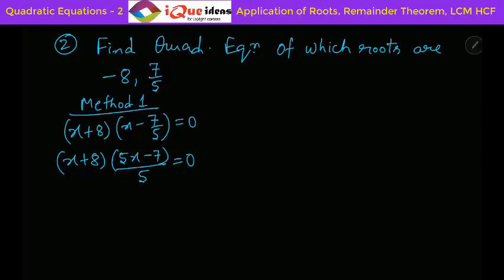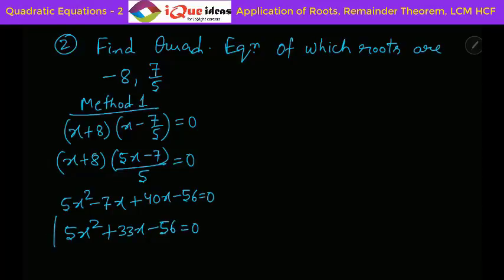Now (x + 8)(5x - 7), if you open it, if you multiply, x into 5x is 5x², x into -7 is -7x, plus 8 into 5x is 40x, minus 56. 8 into 7 is 56, equal to 0. So the final answer is 5x² + 33x - 56 = 0. Right? So this was one very beautiful situation.